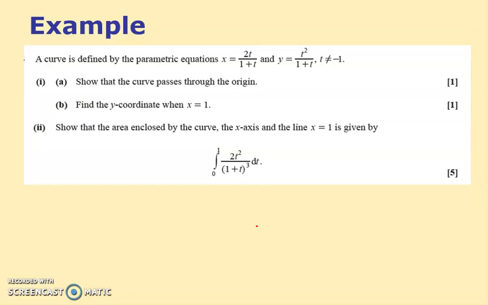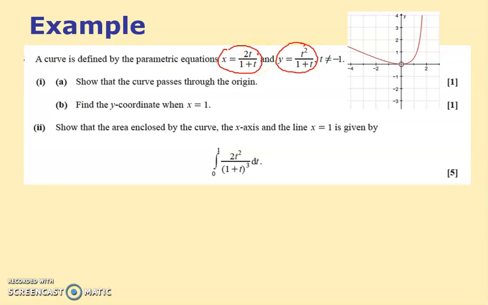Now, this is an exam question actually. This came from a practice paper, so I'm going to try and do it. A curve is defined by parametric equations, so exactly the same as before. That and that. Now, it doesn't draw me the graph, so if you've got a graphical calculator, type this in. See if you can get what I get. So when I typed it in, I got this. That is the curve.